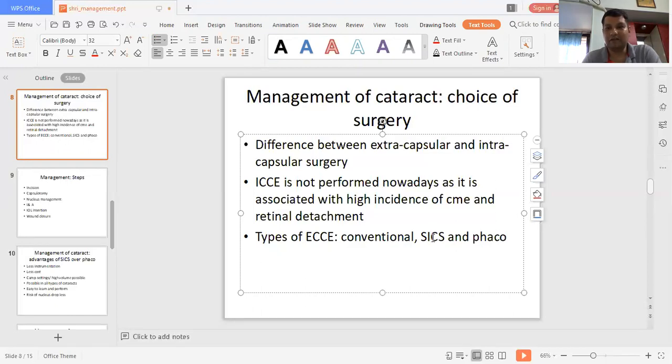Then the phaco surgery, in which we make a very small incision and we insert a phaco probe into that, and we eat the nucleus with that and we put a foldable lens. So friends, first let us see this small video. We'll discuss this video so that the steps of cataract surgery will be very clear to you.